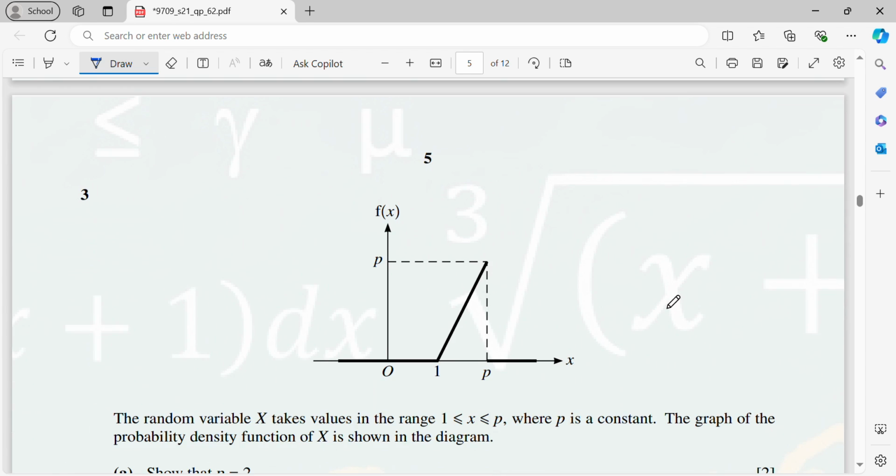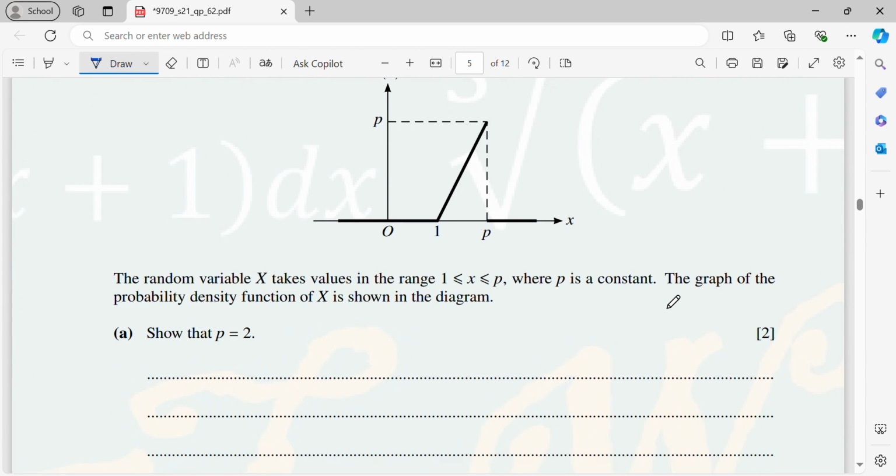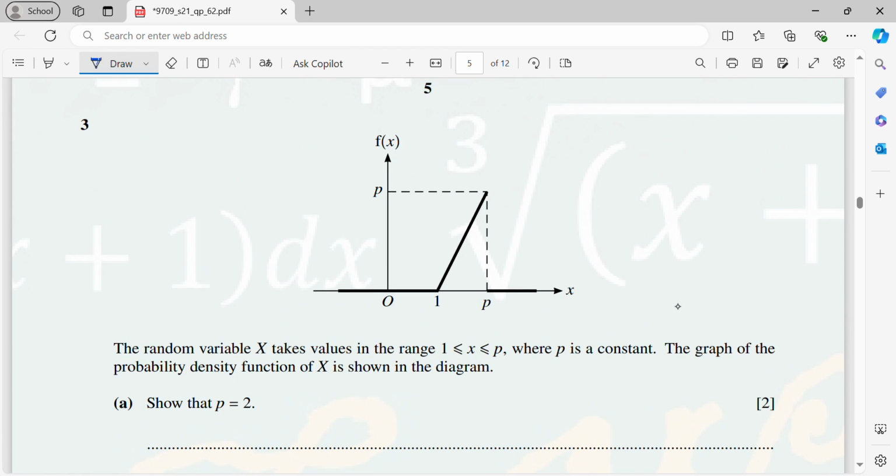Okay, next question, number 3. Now the random variable x takes values in the range x between 1 and p. That's why here, this will be your function, where p is constant. The graph of the probability density function is shown in the diagram. Show that p equals 2. Okay, you want to show this is 2.